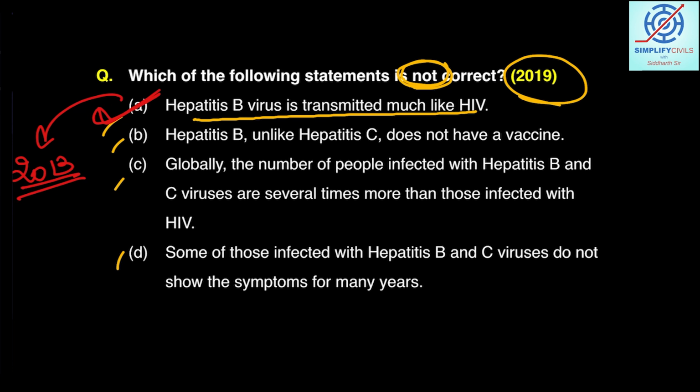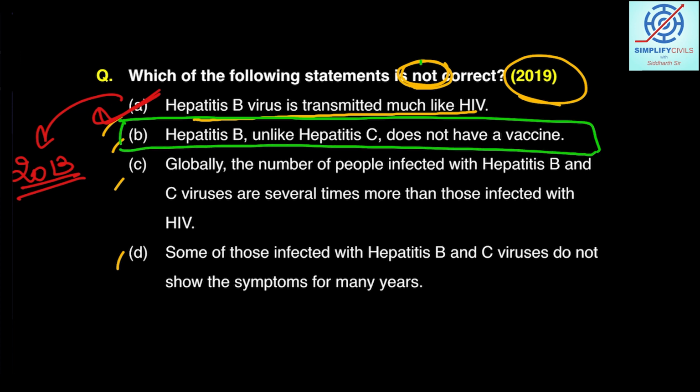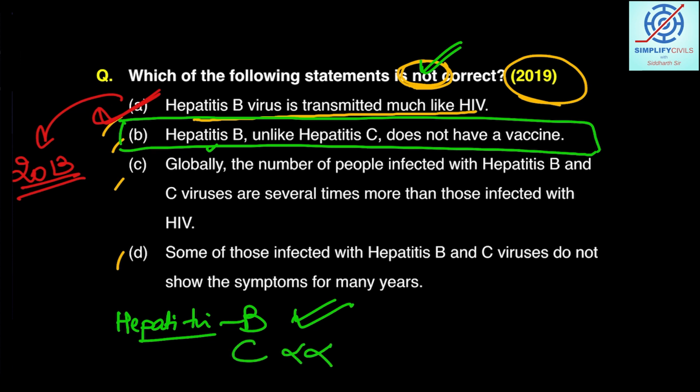Look at the other options, and then I'll take you directly to the answer. Basically the answer to the question is B. Option B is not correct, as the not-correct statement was asked. It says that hepatitis B, unlike C, does not have a vaccine, but I have told you already, hepatitis B has a vaccine, but hepatitis C does not have a vaccine, and it just interchanged B and C and asked you the question. So it was again factual knowledge. If you are aware of this factual knowledge, you will be able to solve such a question.